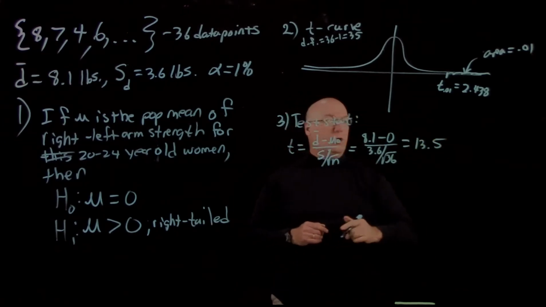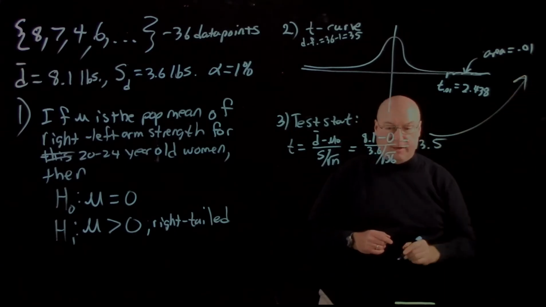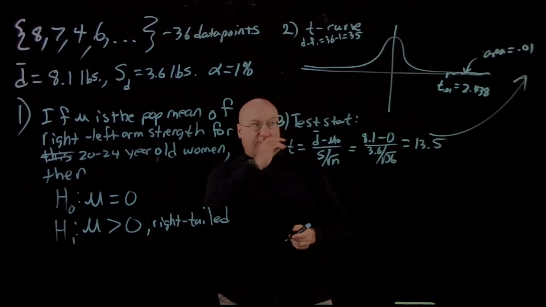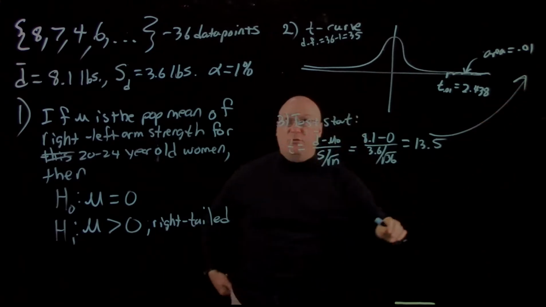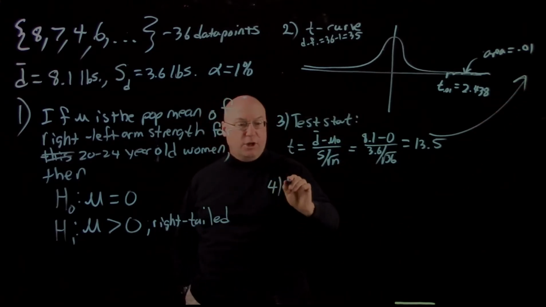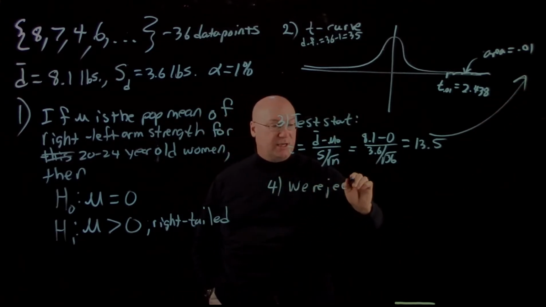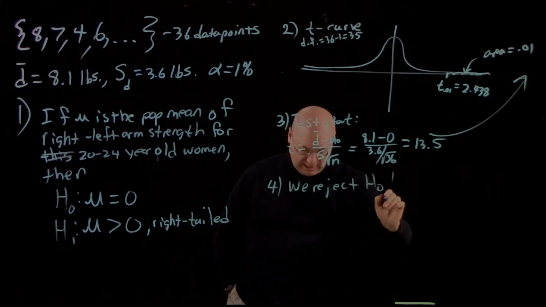Okay, so where is that? That's way out here, right? Definitely in the rejection region. I didn't write rejection region there. You know by now that that's what that is. So we reject H naught.